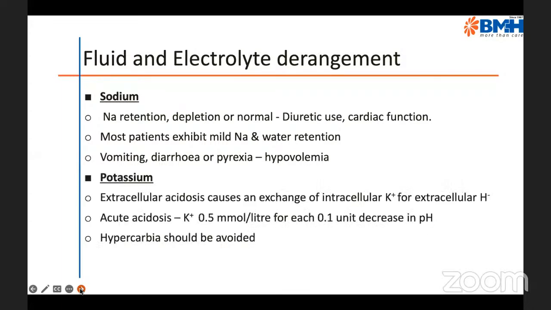Potassium is another important element. Extracellular acidosis causes an exchange of intracellular potassium for extracellular hydrogen ions, which has been described by the previous speakers. In acute acidosis, potassium rises by approximately 0.5 millimoles per liter for each 0.1 unit decrease in pH. That's very important for us anesthesiologists, because we should not induce hypercarbia. That has to be avoided at any cost under general anesthesia by our ventilatory strategies.